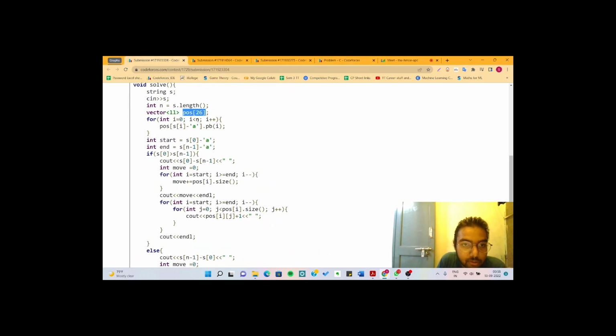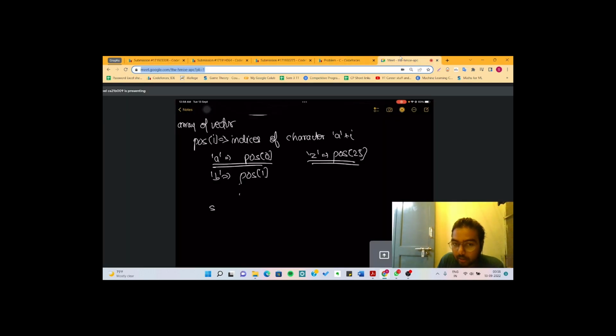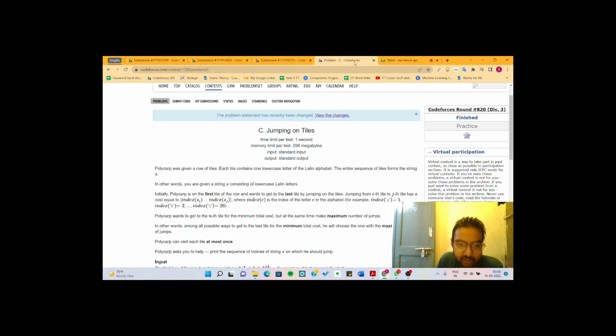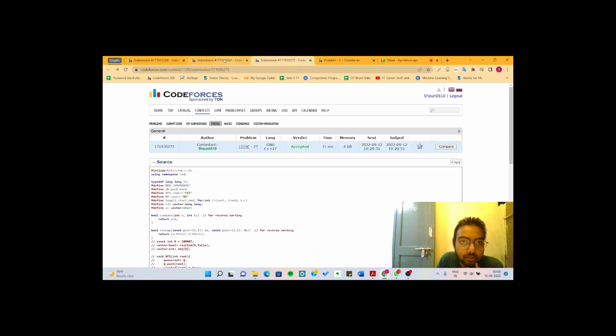Okay, so from i equal to 0 to n, I'll iterate, and then I'll check. I'll push back my ith index into position s[i] minus a. So if my s[i] is suppose c, then position of c minus a will be pushed back with the ith index. So c minus a is position 2. Okay, so position 2 will contain the index wherever c occurs.